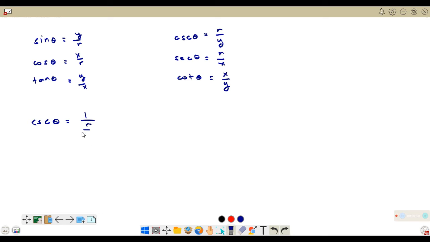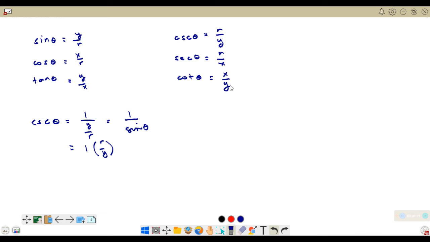Or, wait, mali. 1 over y over r. And this is going to give us 1 times, parenthesis na lang natin, the reciprocal of the denominator or r over y. Kaya tayo nagkaroon dito ng r over y. And since y over r is equal to sine theta, we have 1 over sine theta here. So, cosecant theta is equal to 1 over sine theta.